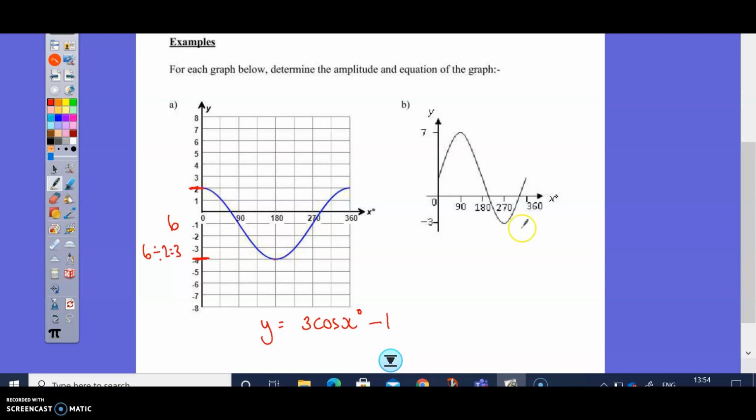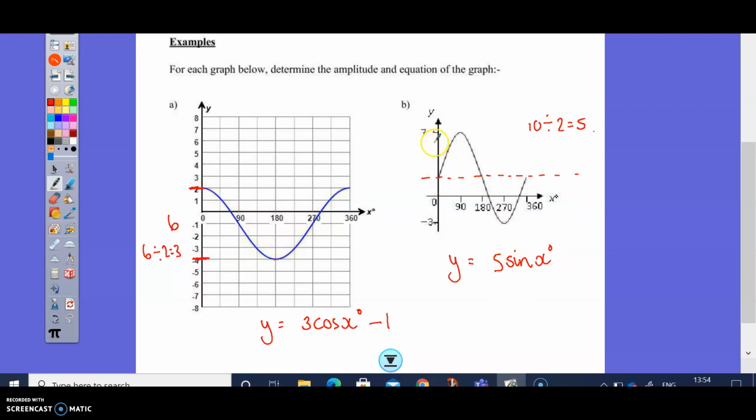If we look at the next one, what sometimes helps, especially with these graphs that look a bit funny, is if you draw in a central line, and then you can see your sine graph. So this is a graph of the form y equals sine, and it's just sine x again, because there's only one of them in 360. It goes up to 7, it goes down to minus 3. So that there is a full distance of 10. 10 divided by 2 gives me 5. So it must be 5 sine x.